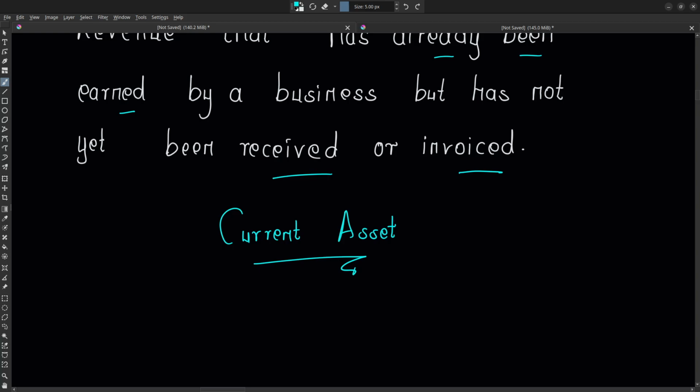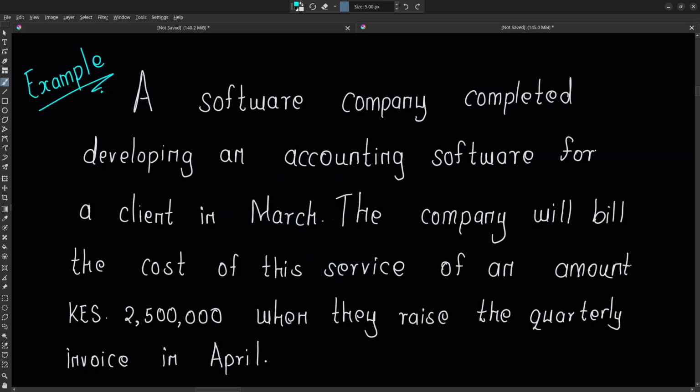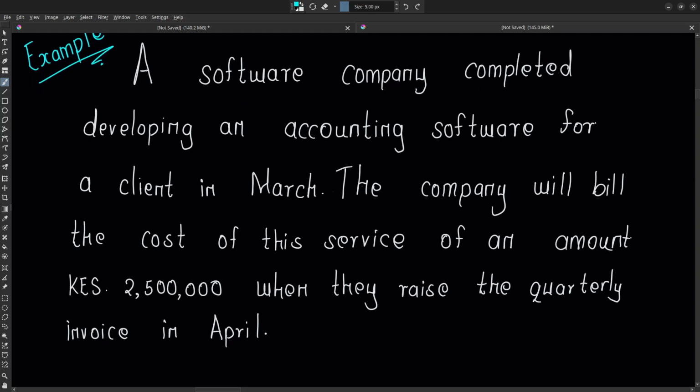So let us look at a practical example to get an understanding of how accrued revenue occurs. A software company completed developing an accounting software for a client in March. The company will bill the cost of this service, an amount of 2.5 million, when they raise the quarterly invoice in April. So what is happening here?